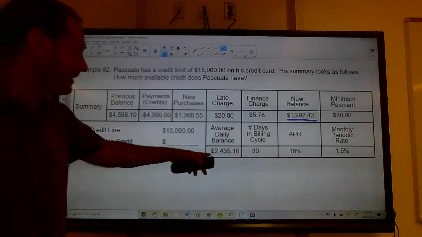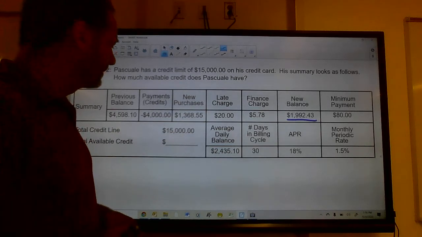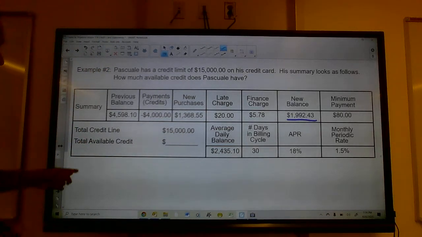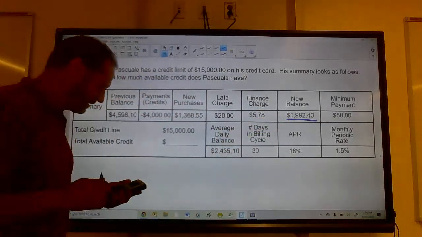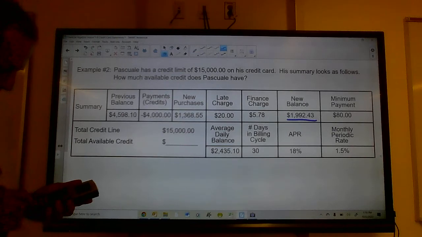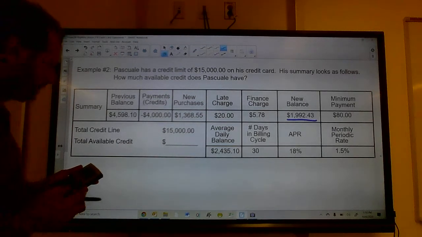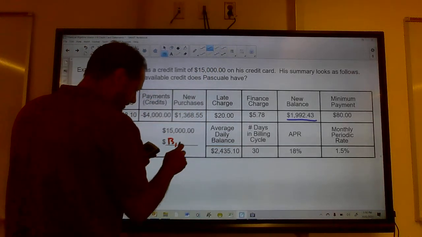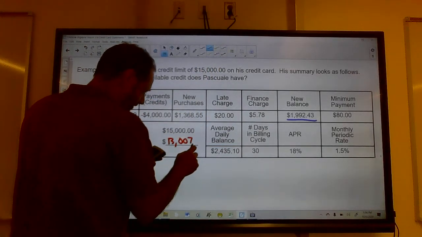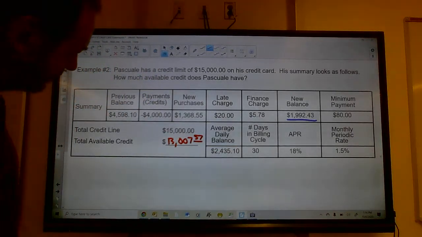Okay, his average daily balance is $2,435.10. Okay. Now what we're supposed to figure out is what's his total available credit? Well, that's going to be $15,000 minus this because he's already using this part. So $15,000 minus $1,992.43. This should say $13,007.57. That's how much he can still charge.